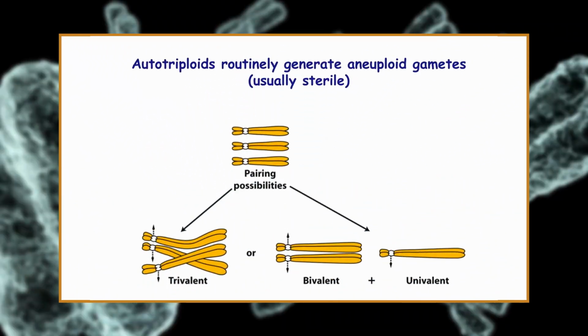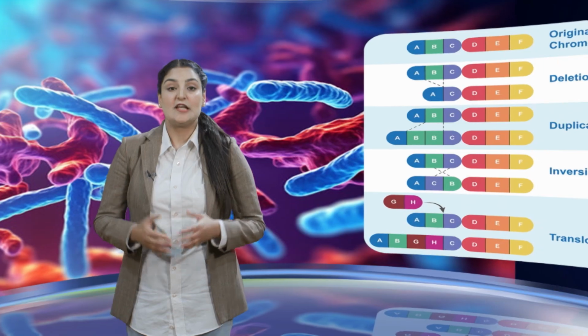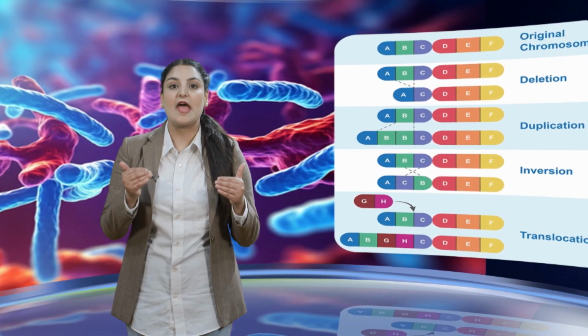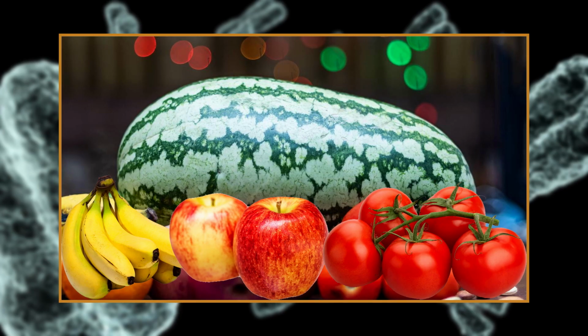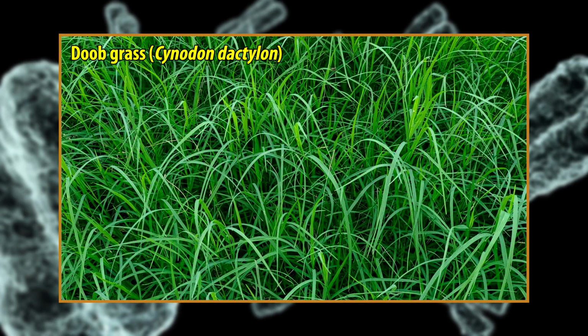We see autotriploids. There are three sets of chromosomes. These are usually sterile due to irregular meiotic divisions, leading to unbalanced gametes. Despite sterility, they are agriculturally valuable. Seedless fruits such as bananas, watermelons, tomatoes, and apples are often autotriploids. Natural autotriploids like dubgrass, Cynodon dactylon, are also common.